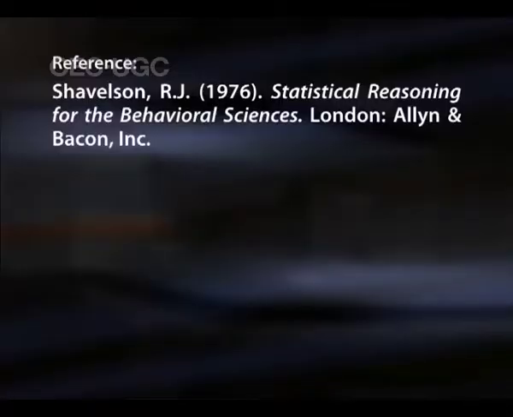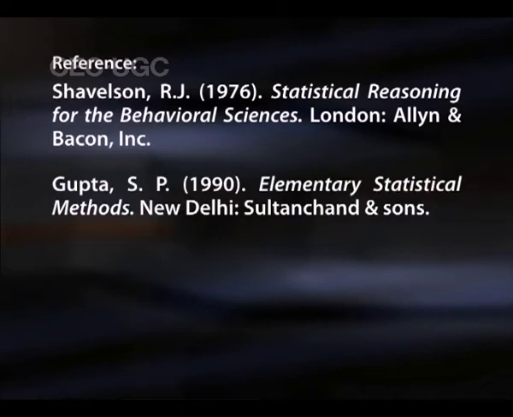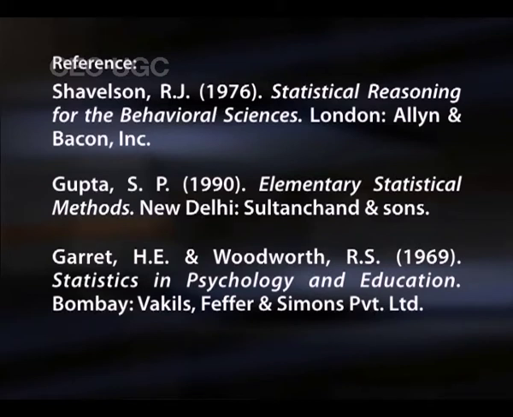Statistical Reasoning for the Behavioral Sciences, written by Shavelson R.J. and published by Allyn and Bacon, London, 1976. Elementary Statistical Methods, written by Gupta S.P. and published by Sultan Chand and Sons, New Delhi, in the year 1990. Statistics in Psychology and Education, written by Garrett H.E. and Woodworth R.S. and published by Vakils, Feffer and Simons Private Limited, Bombay, 1969.